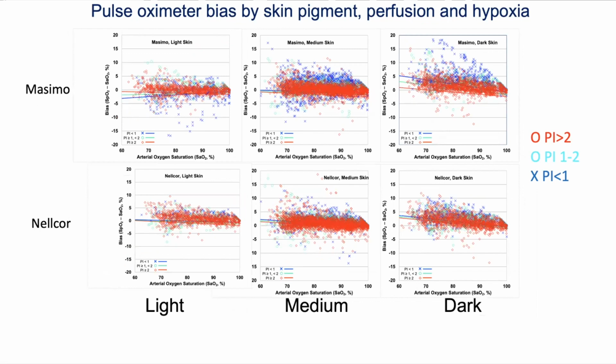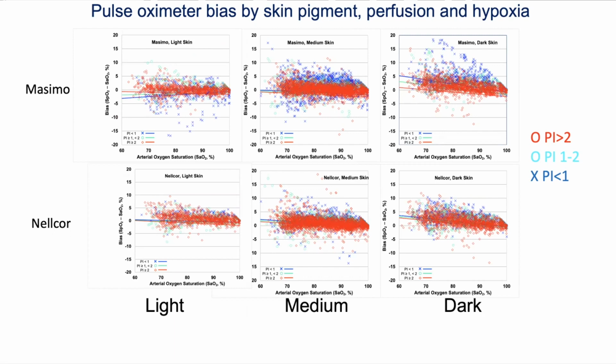And what it tries to depict are the effects of low perfusion and hypoxia on pulse oximeter bias from the two instruments that we studied. We studied a Masimo instrument that we removed from clinical care around 2017, so it was a Radical 7. And then we had a Nellcor N595 that was a reference instrument in our lab for a long time.